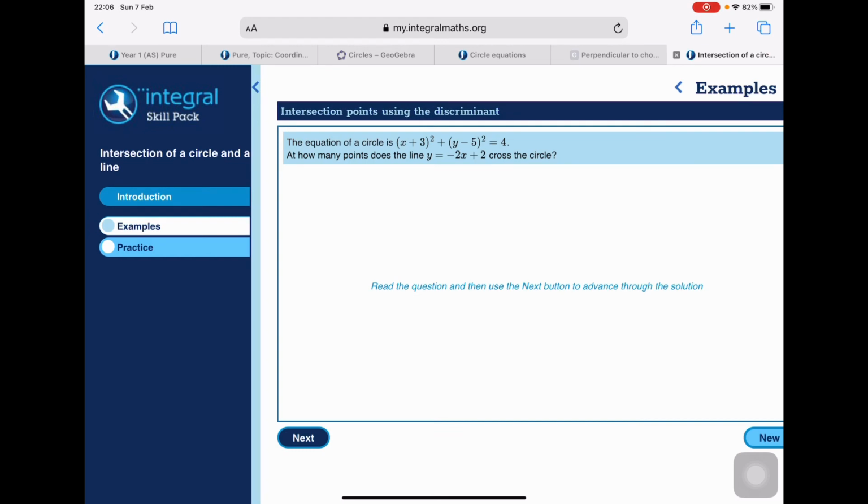Now let's look at a specific example. So we have the equation of a circle. At how many points does the line y equals negative 2x plus 2 cross the circle?